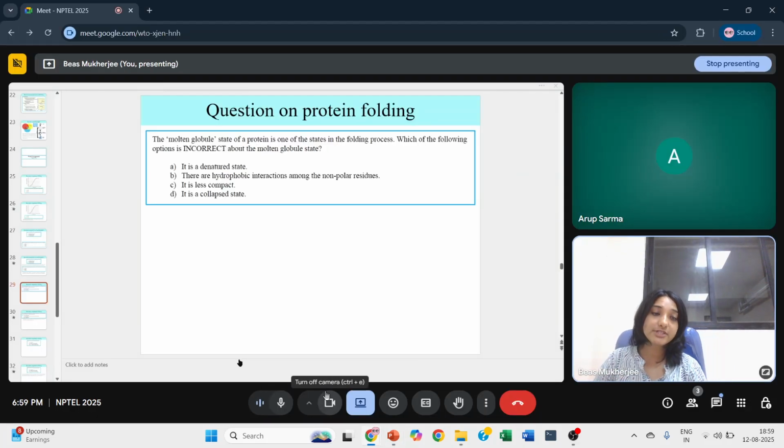Now we go to the next one. Molten globule state of a protein. Molten globule is something that is even more stable compared to the native state. It is one of the states in the folding process. Which one of the following options is incorrect about the molten globule state? It is a denatured state. There are hydrophobic interactions among non-polar residues. It is less compact and it is a collapsed state. So which of these do you think is incorrect?